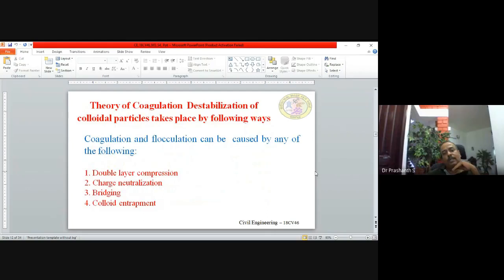What happens when a coagulant is added to the water, which sticks the very fine particles which are not removed in normal sedimentation or a plain sedimentation tank? Coagulation and flocculation can be caused by any of the following four theories. One, double layer compression. Charge neutralization, bridging, and colloid entrapment. So these are the theories of coagulation.